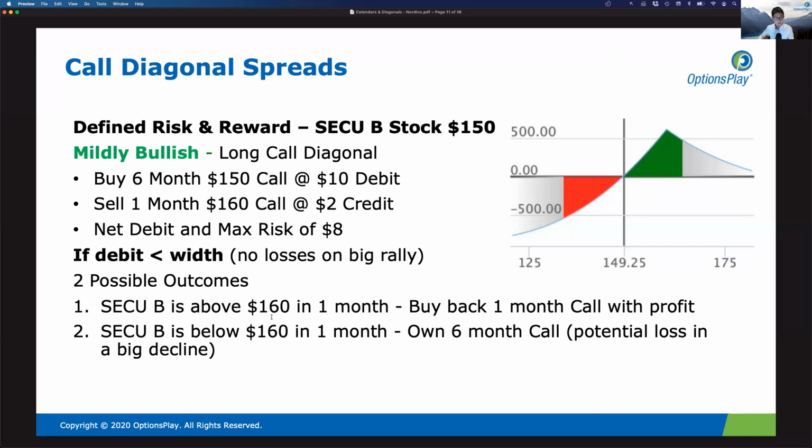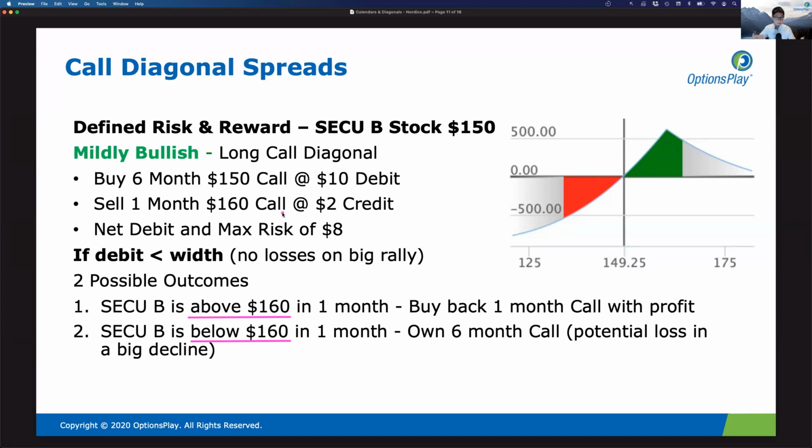And with the diagonal spread, you also have 2 possible outcomes. At expiration, the stock can either be above 160 crowns, or it can be below 160 crowns. So because I've sold the 160 call option, I really care about after the first expiration whether the stock is above or below that.